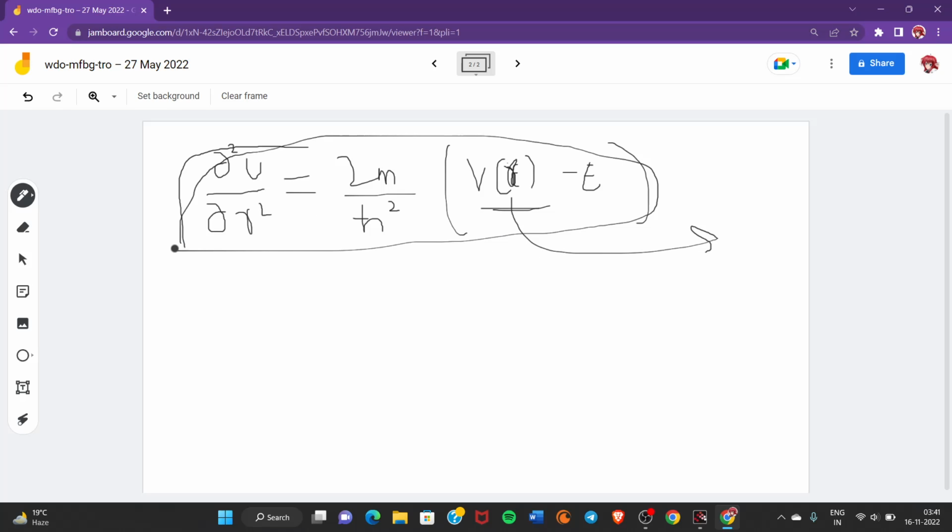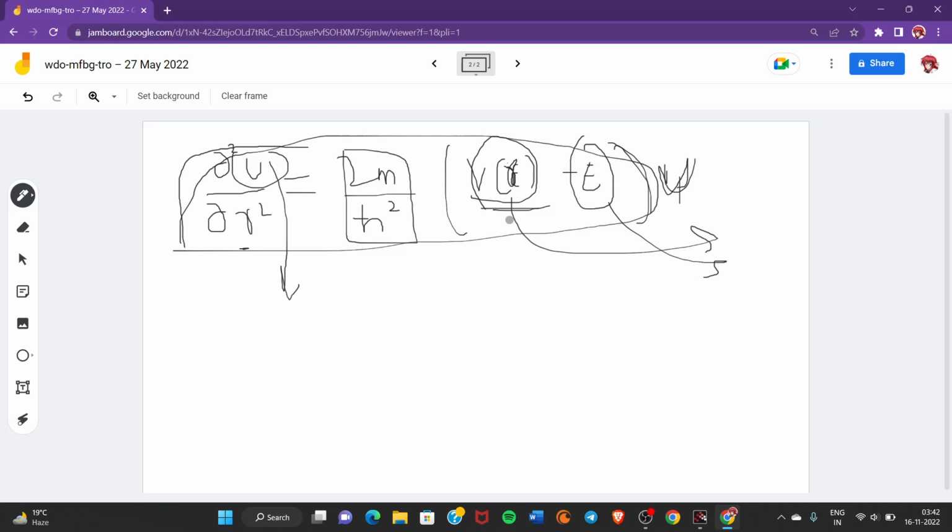So let's start. This is the equation that we have solved: del square u upon del r square equals 2m upon h bar square times (V(r) minus E) times u. Here u is a wave function. We have written it for simplicity, to show that we are doing it for r only. So we have to solve this, and we have to find the energy of the state.